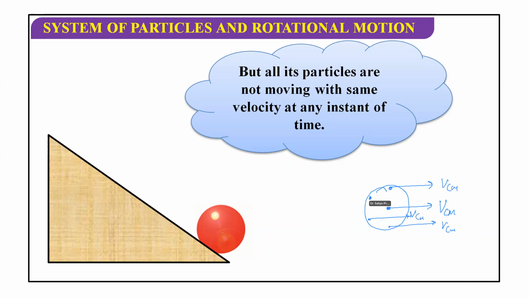Now this is a minute thing, a very important thing you have to understand. It will again come in rotation, but since the point is there, I'm explaining it to you. VCM, the velocity of center of mass, will be for each and every point. Other than this, it is rotating also.